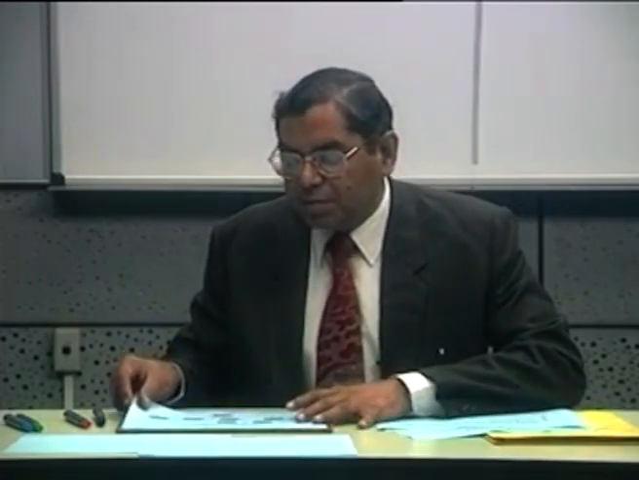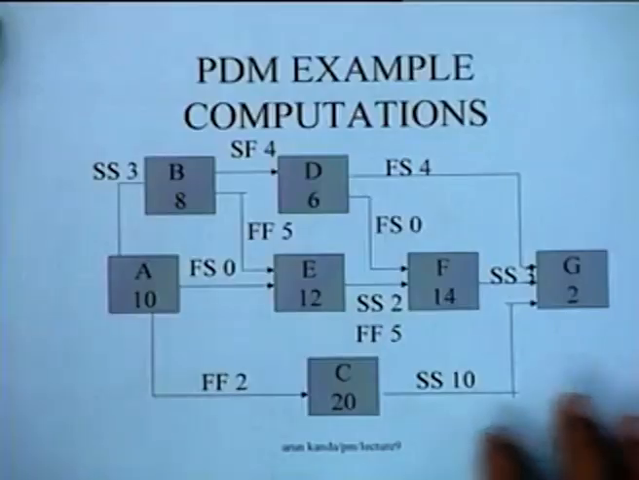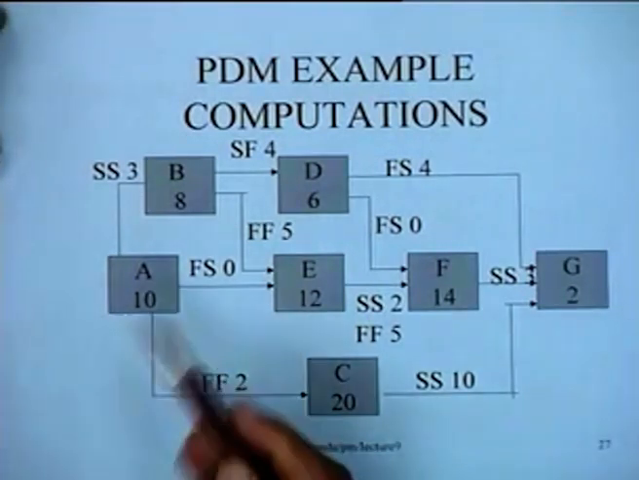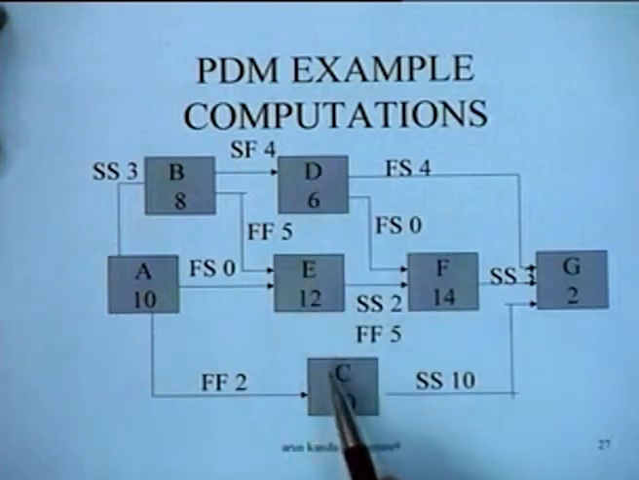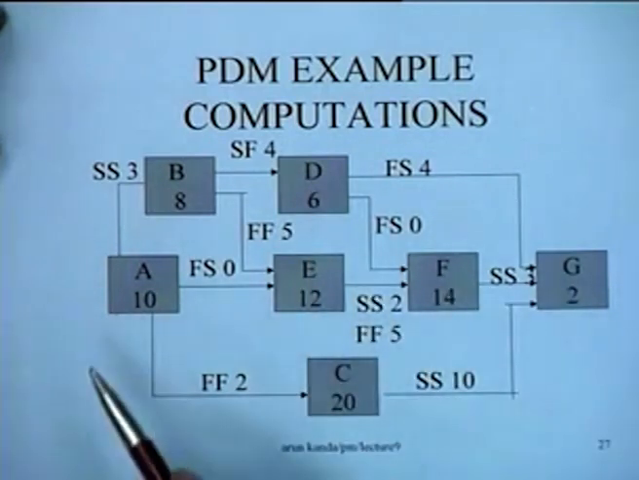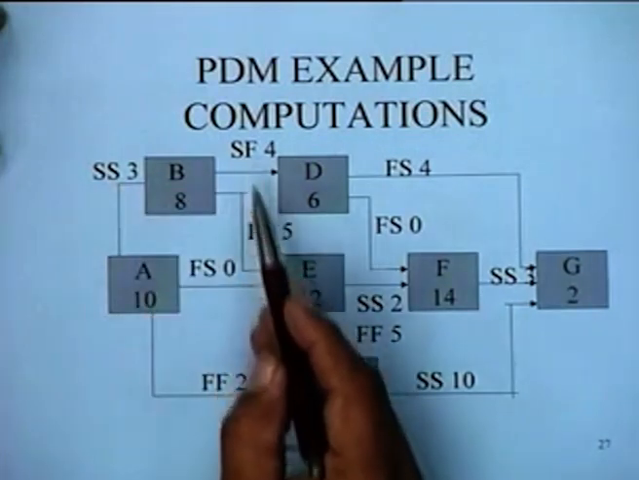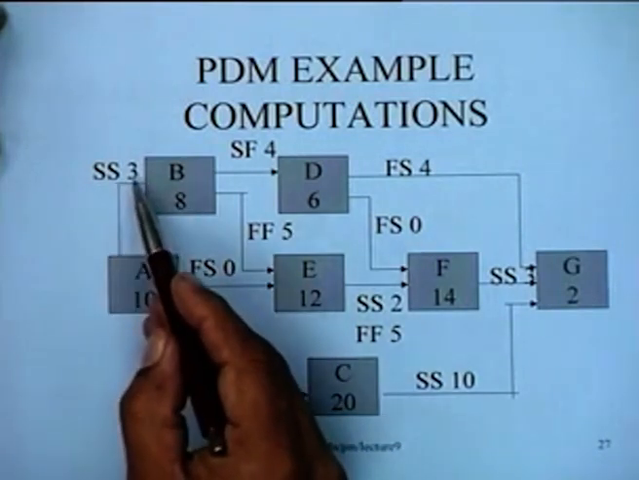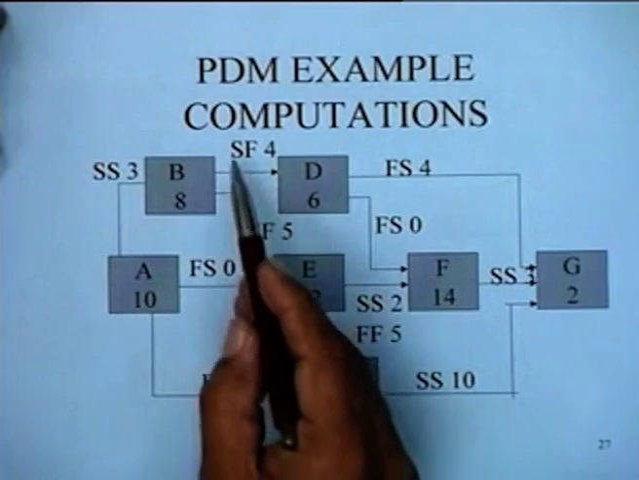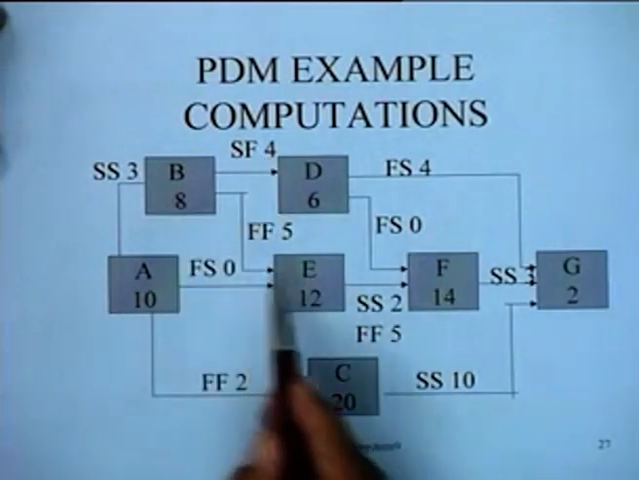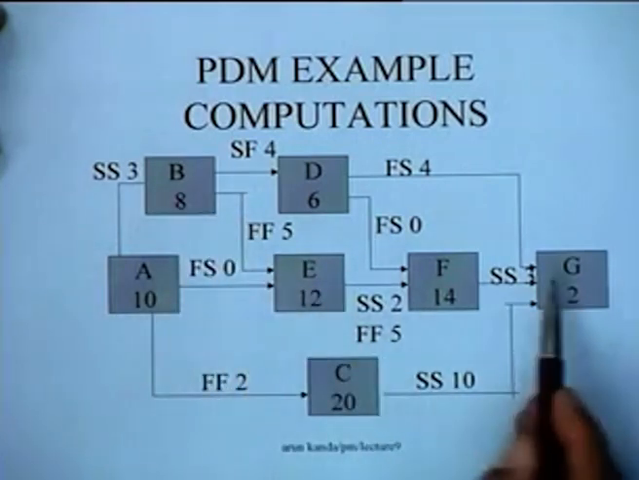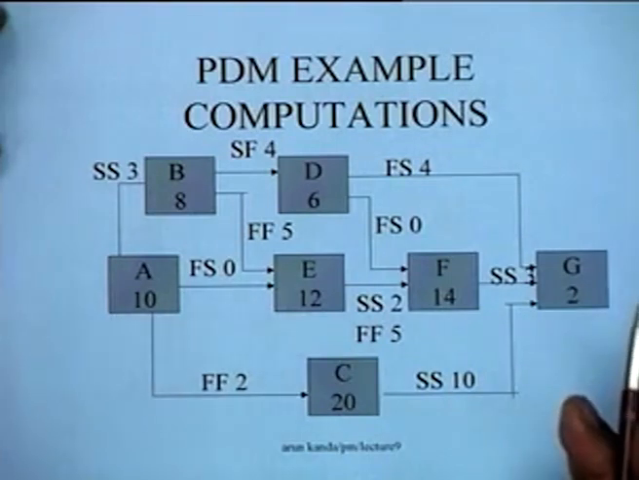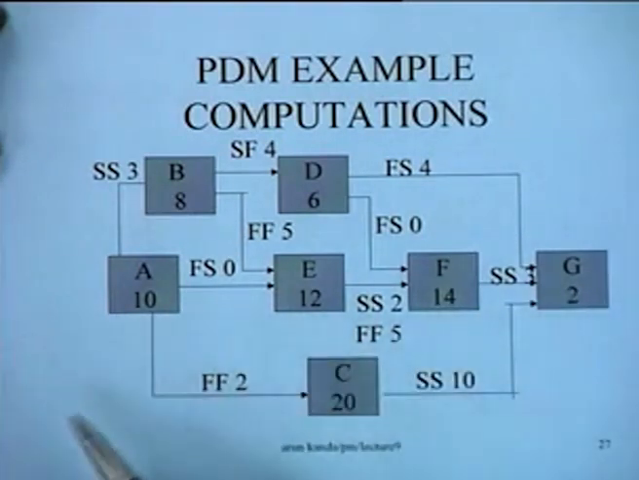Let's take an example of a project network which is a PDM network. In this particular network we have the activities shown here, A, B, D, E, C, F, G, etc. And the various kinds of lead lag factors are shown here. Between A and B, it's an SS lag specifying a value of 3. Between B and D, it is an SF lag of value 4. Between B and E, it's an FF lag of value 5, and so on. Let us try to do a basic forward pass and a backward pass on this particular network and see what the results would be.